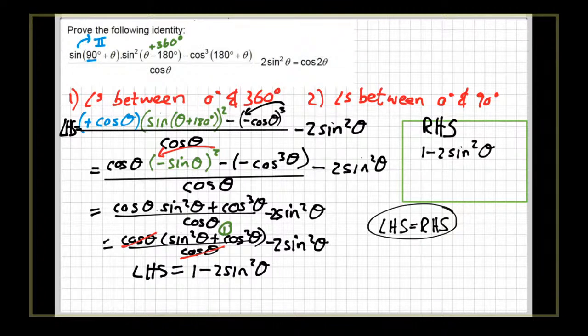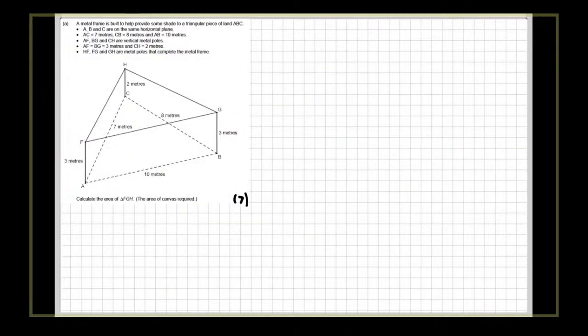Now, ladies and gents, I'm going to have lots of fun with this next one. This next one, ladies and gents, I found from last year's IEB exam paper. Hold on to your hat, hold on to your seat, buckle up, because this is a fun question. This question states that a metal frame is built to help provide some shade to a triangular piece of land, ABC. Now, ABC are on the same horizontal plane, so that's awesome for us.